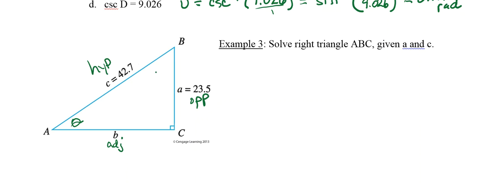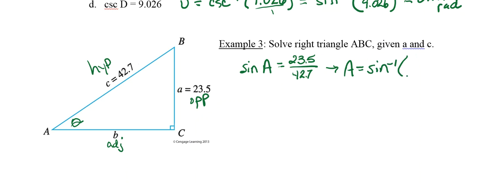Now I can't find any angles, so I'm going to think about which numbers I know and how I can use them. I have the opposite and I have the hypotenuse. You have to think about which trig function that is, and that is sine. So I'm going to write sine of A, because I labeled everything off of angle A, is opposite, which is 23.5, divided by hypotenuse, which is 42.7. Now I'm looking for the angle, so when I plug it into my calculator, I'm going to do inverse sine, and I can just tell it 23.5 divided by 42.7. It'll do all the math for me.